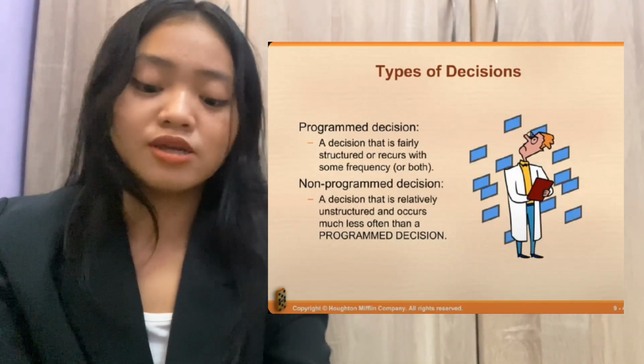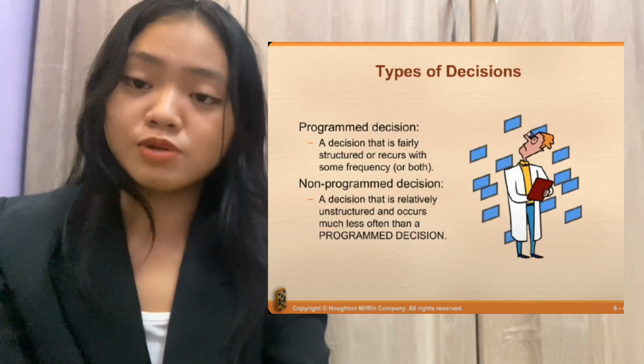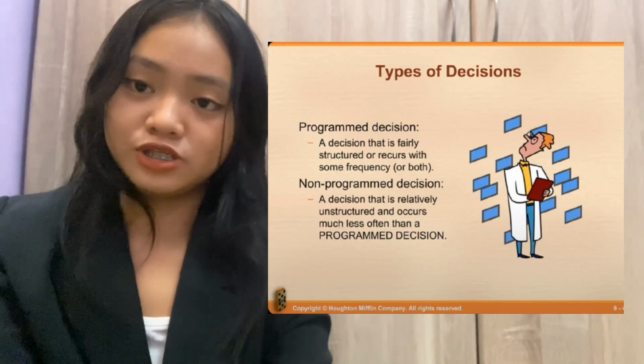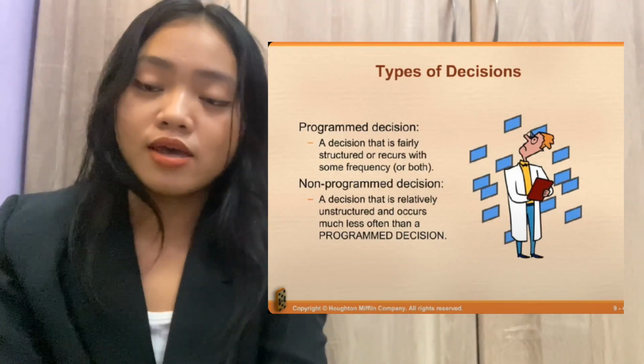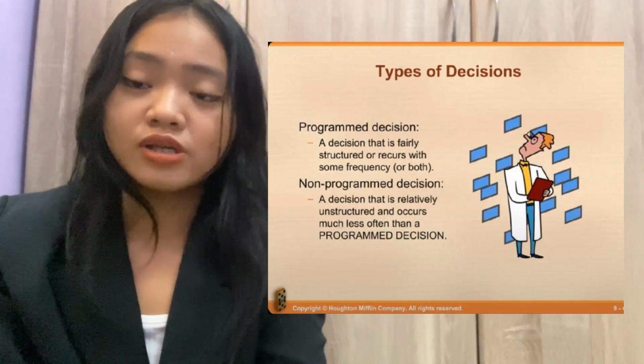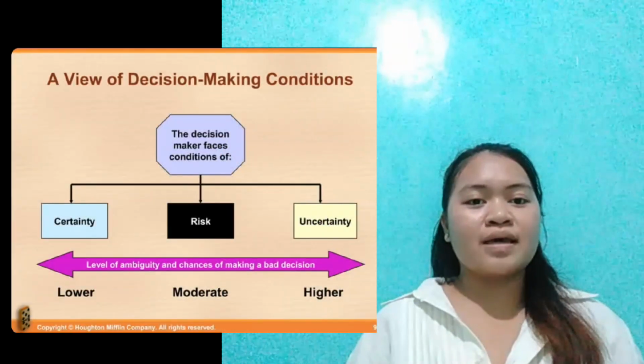So let's go to the non-programmed decision. It is a decision that is relatively unstructured and occurs much less often than a programmed decision. When we say non-programmed decision, it doesn't follow a set procedure and the criteria for such decisions are not well defined. So I'm going to give examples of non-programmed decisions. The first example is deciding whether to acquire another organization. The next one is deciding which global markets offer the most potential, or deciding whether to sell off an unprofitable division.